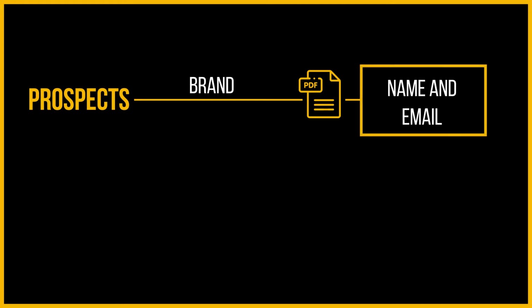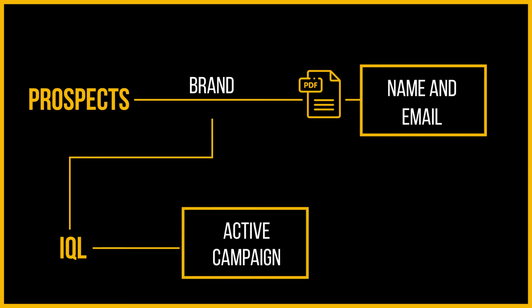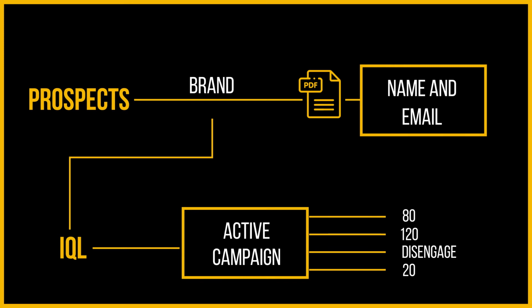Now, in the middle of the funnel stage, the brand nurtures the information qualified lead by clever marketing automation. Using a tool like ActiveCampaign, brands can send targeted nurture emails and score prospects based on their level of interaction. If the prospect interacts with various content items, they get a high score, and if they don't, they're marked as disengaged. So that's the first scenario.